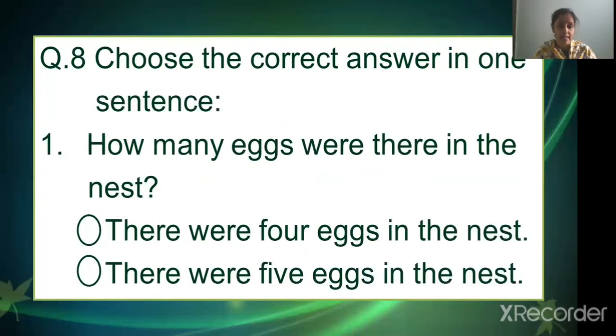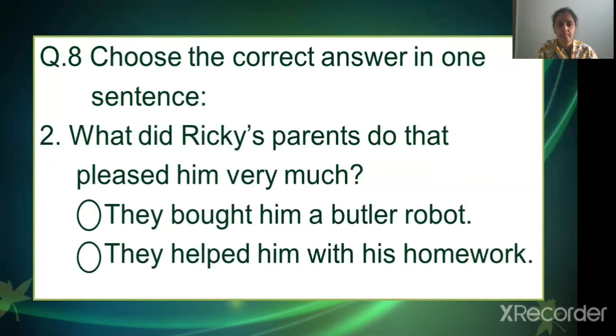Choose the correct answer in one sentence. Now we're going to do answer in one sentence. Okay? The answers are given to you. You just have to select the correct answer. How many eggs were there in the nest? There were 4 eggs in the nest. There were 5 eggs in the nest. Yes, the correct answer is there were 5 eggs in the nest. Clear? Let's go to the next one.